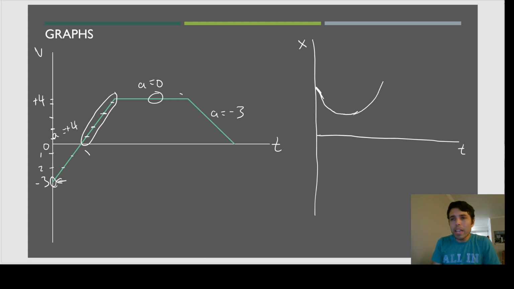And then what happens right in here? Look, we have no acceleration, but we do have velocity. A lot of students think, oh, we come to a rest right there. No, we don't come to a rest. We just stop gaining velocity. So what happens is we flatten out.